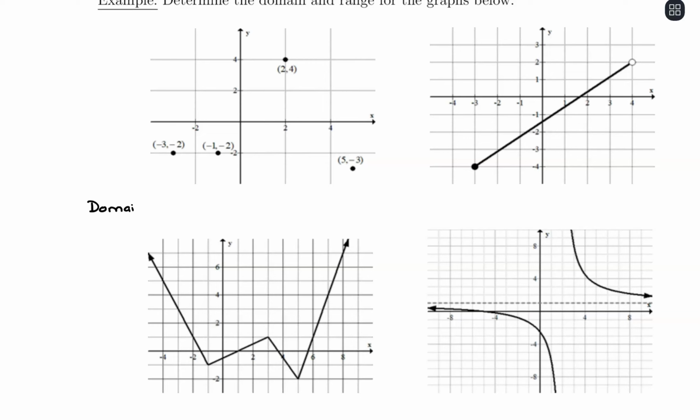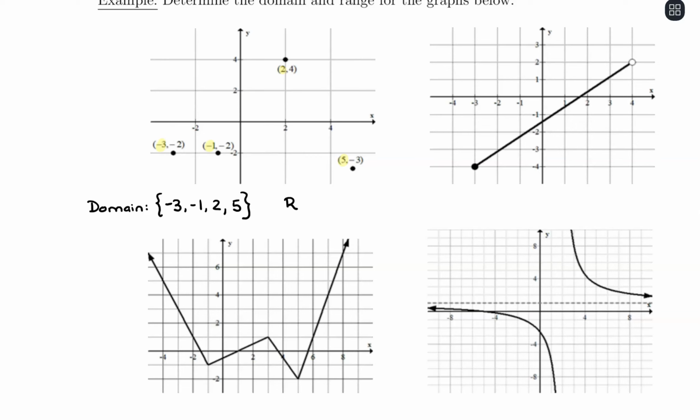For this, we'll use set notation. So we're going to use that kind of curvy bracket. And for domain, we're using the x coordinates. So we have x equals -3, -1, +2, +5. So we're just going to list those in the set. So -3, -1, 2, 5. And then close that set with those brackets.